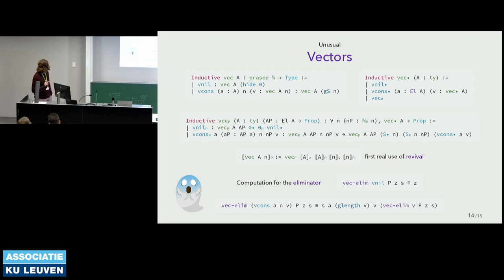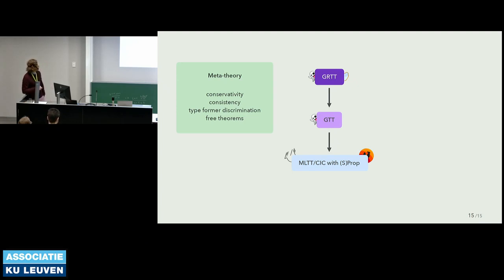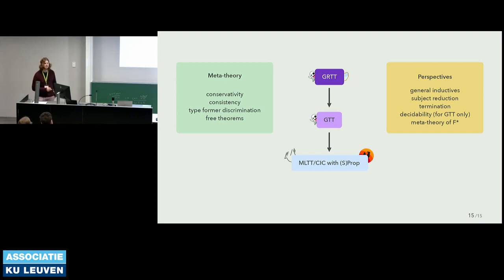So, just to conclude, we have this translation from ghost reflection to just ghosts, and then to more traditional type theory. This allows us to establish conservativity and consistency results, also some free theorems. We can also distinguish type formers, so we still get some nice properties. I think there's still a lot that could be done.